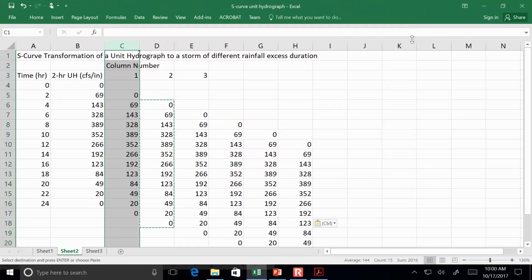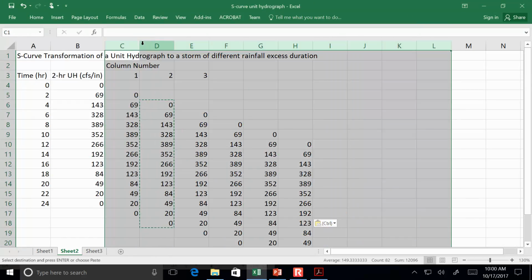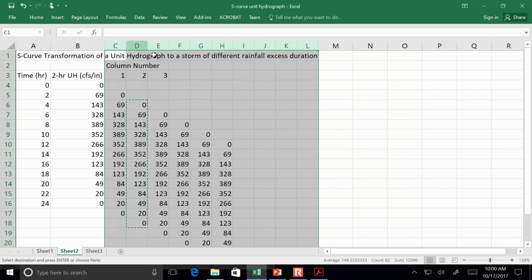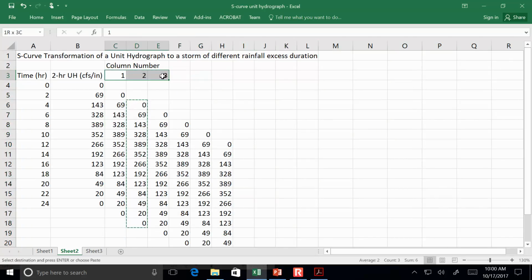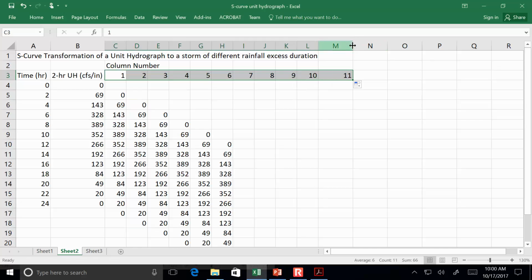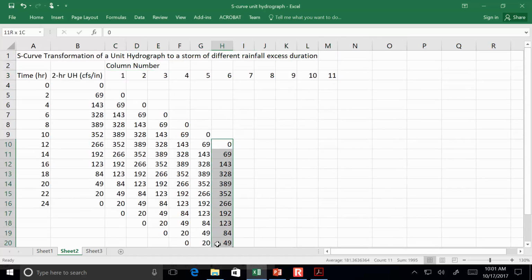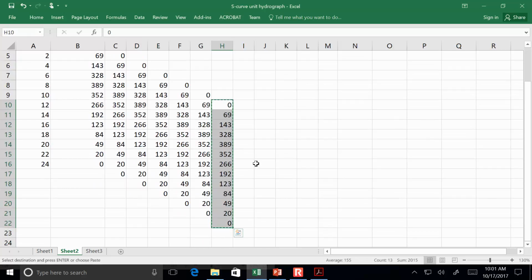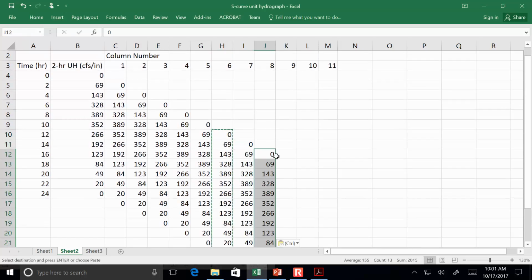So I'm going to make these columns a little bit narrower just so I don't run out of screen area. And I'm going to end up having 11 of these. And you know, there's nothing magic about 11. It could have been 12 or 13 or 100. But 11 will be enough as it ends up. So I'm going to continue to copy and paste these with a 2-hour delay.